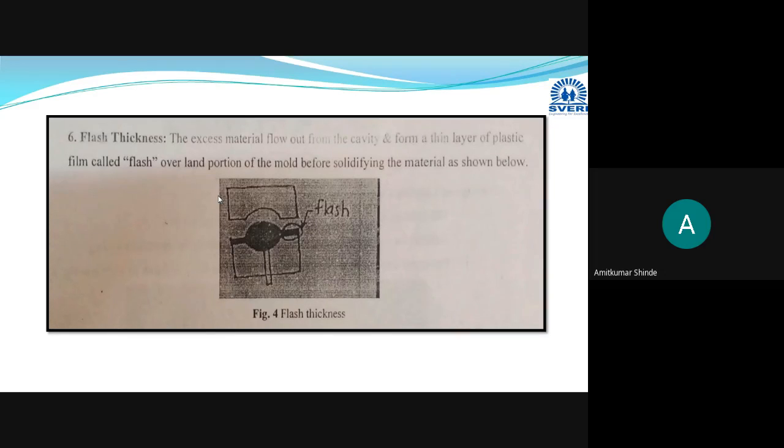During the pressing process, excess material will flow out from the cavity and form a thin layer over the land portion. Which land portion? This is the land portion, the horizontal distance from the actual cavity to the vertical wall of the mold. Here a thin film will be formed. Excess material flows out, and a thin layer is formed, and this is nothing but the flash. This flash thickness you have to determine, or generally it is assumed within a specified range.